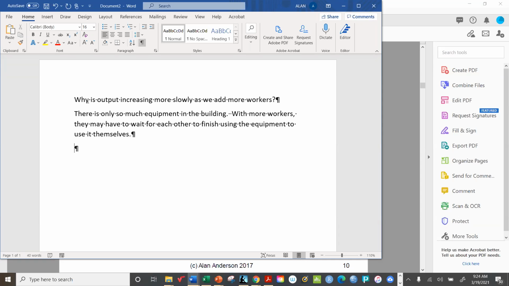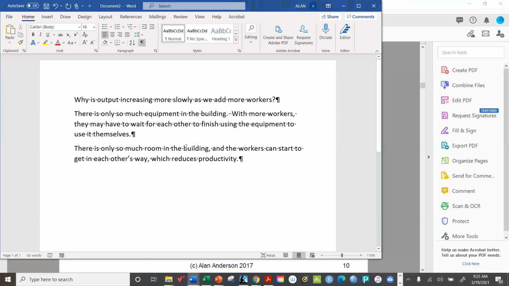In addition, there's only so much room in the building, and the workers can start to get in each other's way, as you can imagine. Which reduces output or productivity. So no matter how productive the workers are, let's face it, they've only got so much equipment there. And so this becomes more and more of a problem as we keep trying to fill in the building with more and more workers.